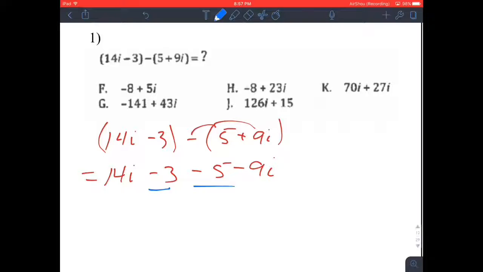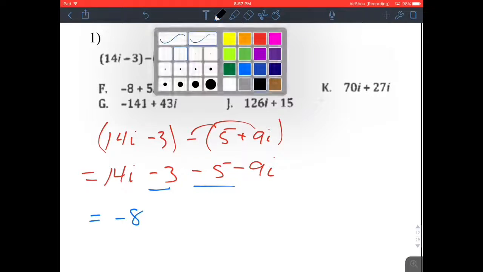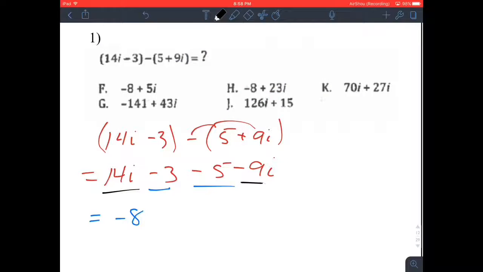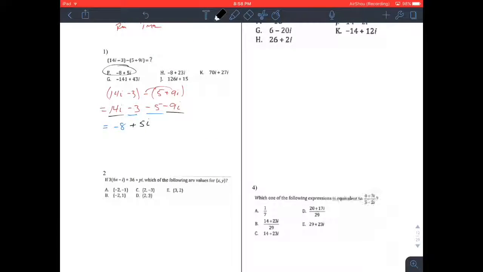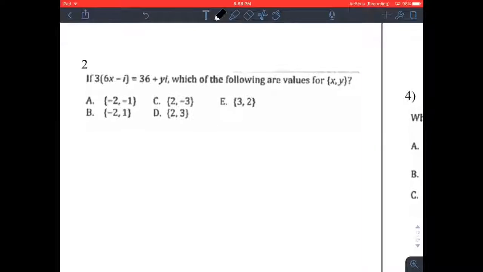If you combine like terms, minus 3 and a minus 5 is negative 8. Plus 14i and a minus 9i is going to give us a plus 5i. So the answer is negative 8 plus 5i. Essentially, you're just combining like terms. Imaginary numbers are like terms, real numbers are like terms.